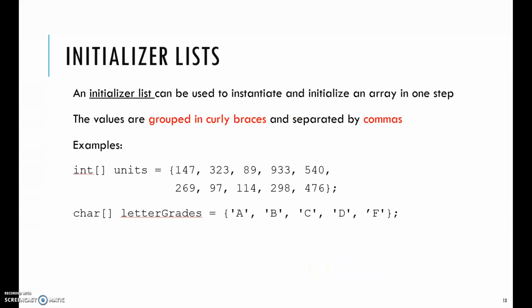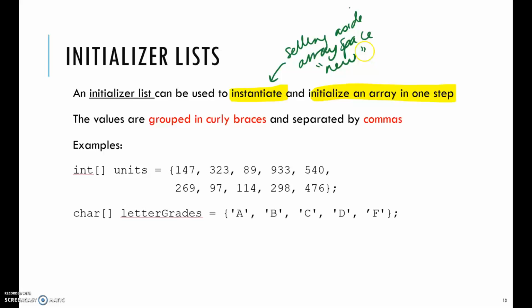Two more topics for us. The next one is an initializer list. And this initializer list allows us to instantiate and initialize an array in one step. Remember, instantiate is the word that we use to create a new object. So this is essentially setting aside array space, which means that we called the new operator. And then initialize an array means that we give the entries their values.